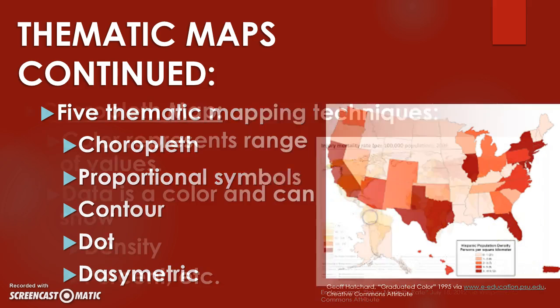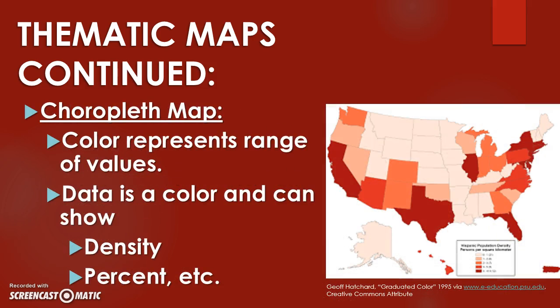Okay, moving on. First off, choropleth maps. These maps have colors representing a range of values. As you see in the picture, the color palette spans from light pink to dark red. The data is a color and can show density, percentage, and so much more. As you can see here, you have the red going to lighter, lighter, and even just light pink. So it just shows the span of different colors.